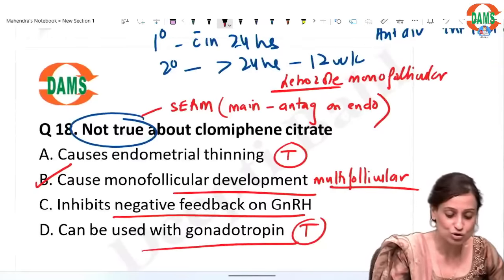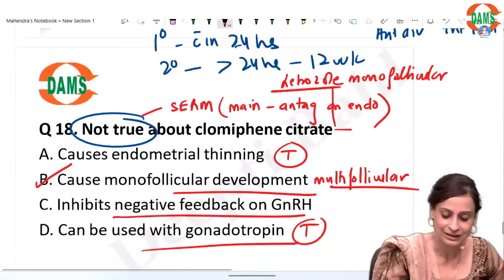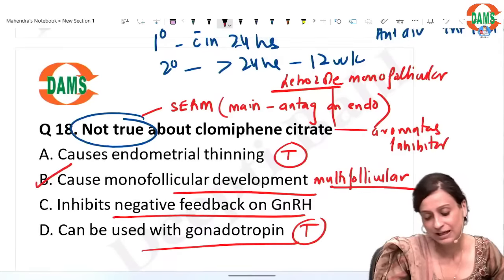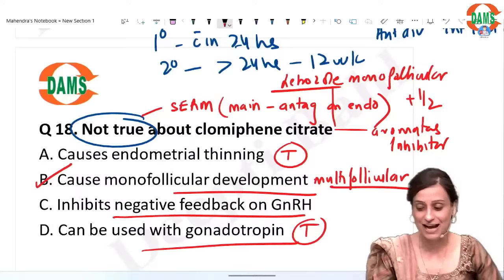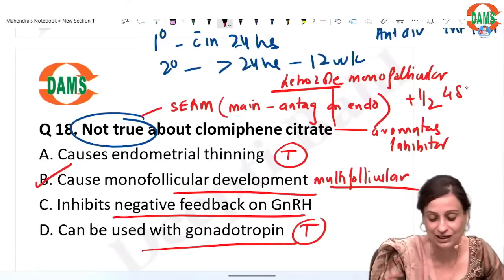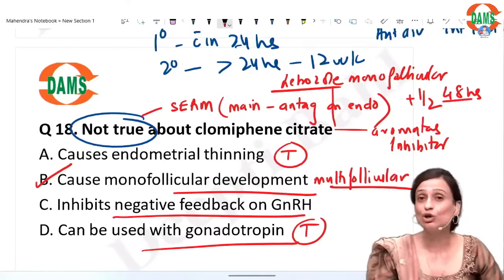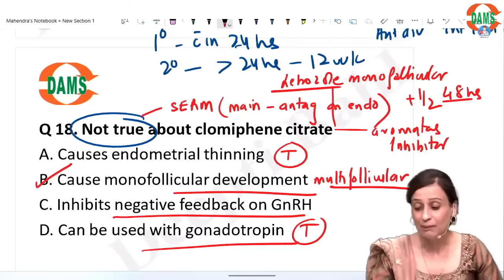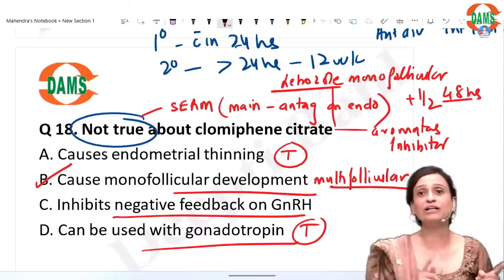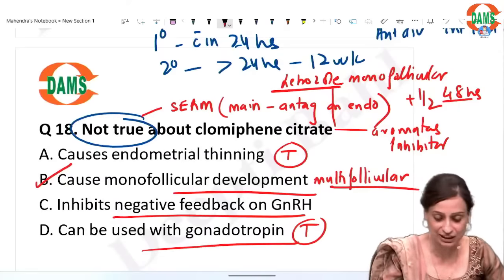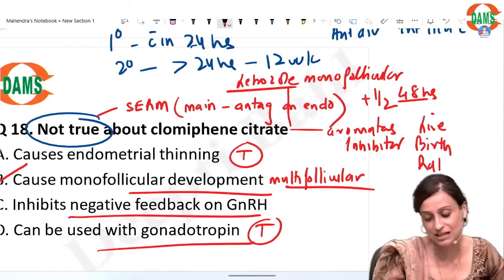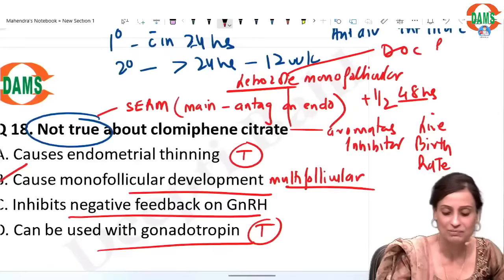Please remember, letrozole is what category drug? Aromatase inhibitor. Yes, so it is an aromatase inhibitor. And remember, its half-life was recently asked as a PYQ and it is 48 hours. Whereas for clomiphene citrate, it's actually 2 weeks. Okay, so it's 2 weeks. Remember, the live birth rate is also higher with letrozole. And that's why I said it becomes the drug of choice for PCOS.